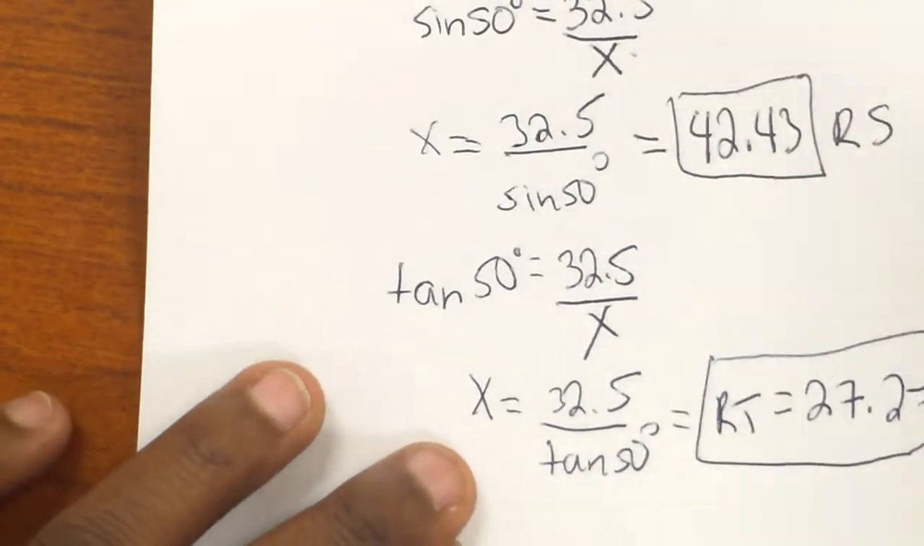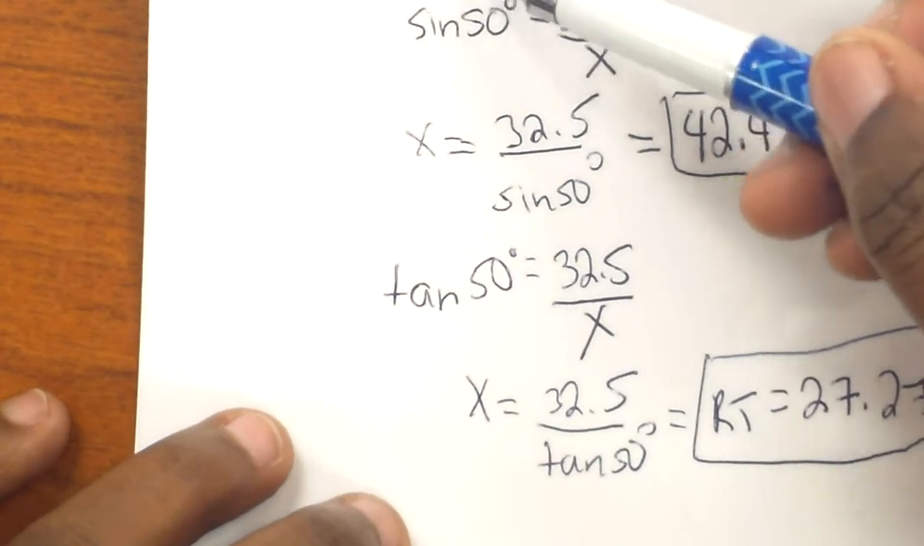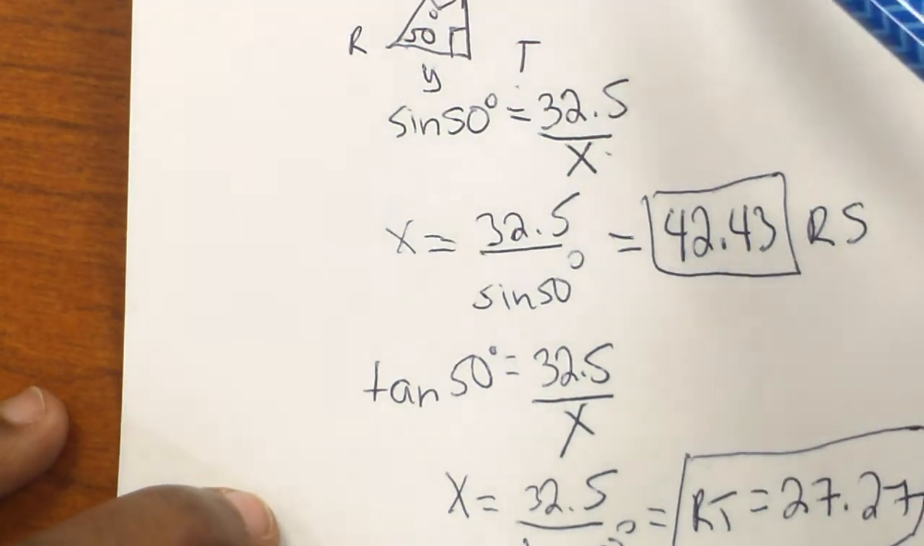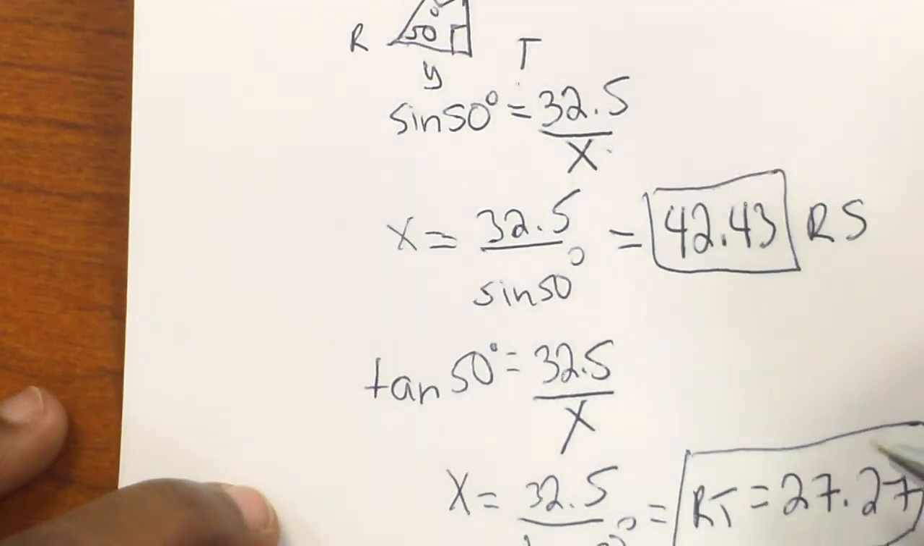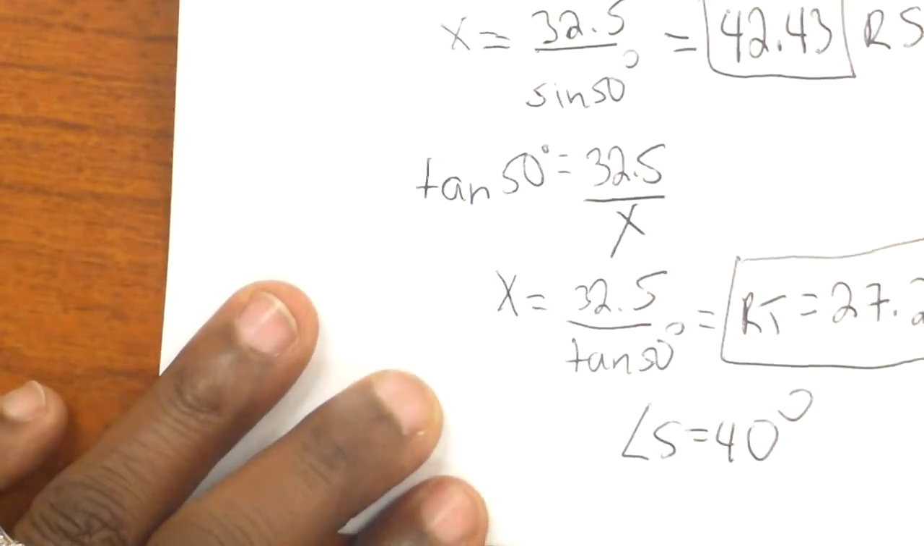Got it? And then to figure out the other angle, I know that one angle's 90, one angle's 50, so I can use the triangle sum. 180 minus 50 minus 90 degrees, and so the other angle, angle S, is going to be equal to 40 degrees.